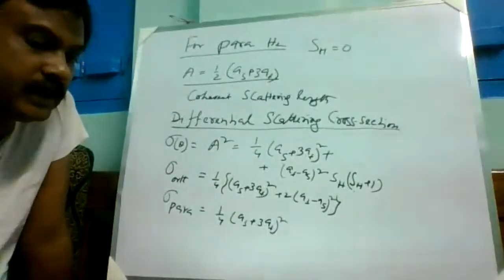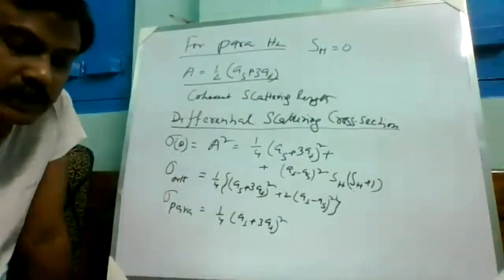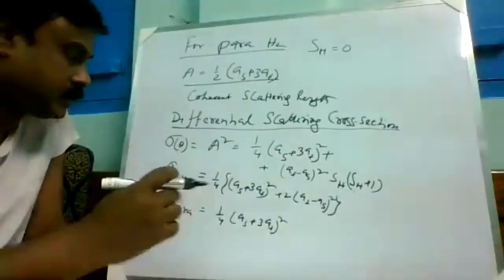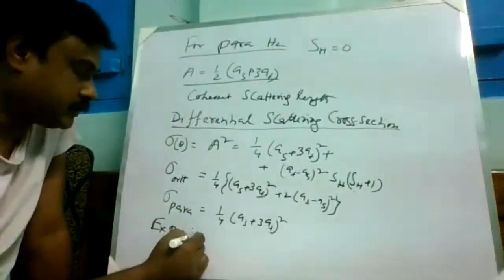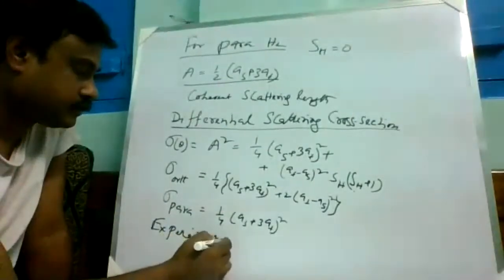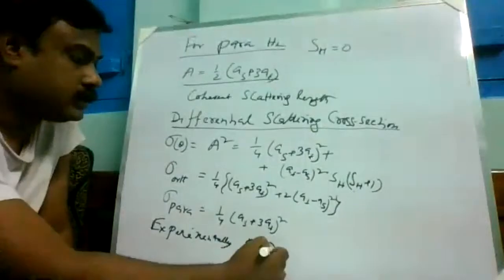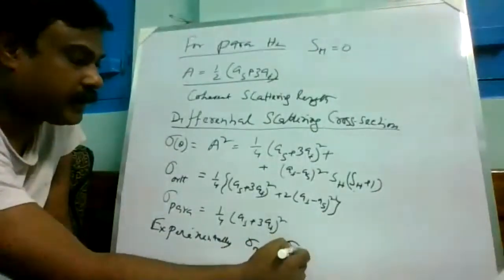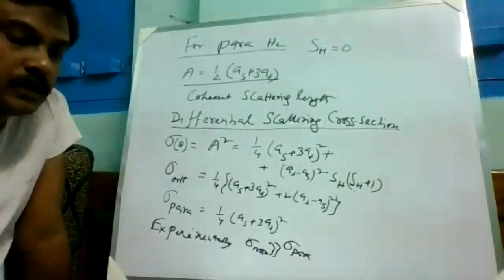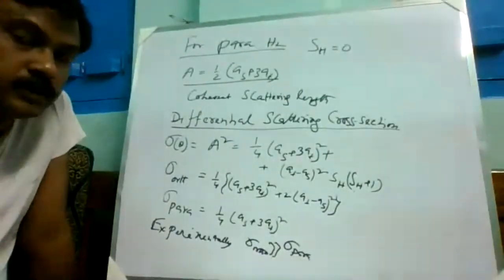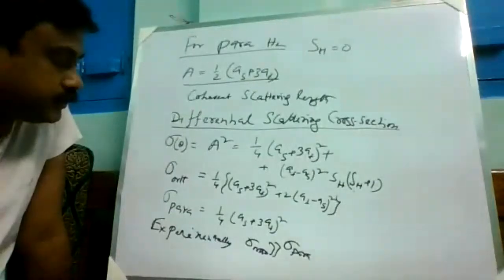Now, experimentally, it has been found that sigma ortho is much greater than sigma para. There is experimental evidence. Experimentally, sigma ortho is much greater than sigma para. So from there we can say that there is independence of NP force.